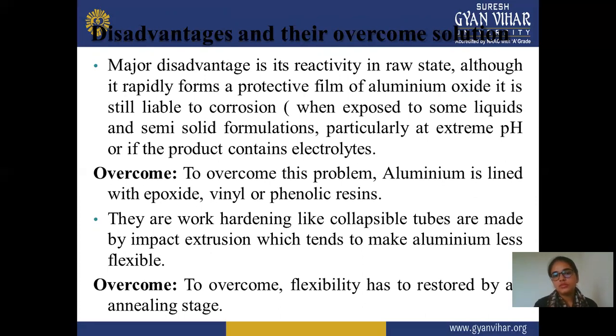Next is how to overcome this problem: aluminum is lined with epoxide, vinyl, or phenolic acids. They are also work hardening, like collapsible tubes, which are made by impact extrusion, which tends to make aluminum less flexible. So due to the extrusion property, it is less flexible in nature. To overcome this, flexibility is restored by an annealing stage.